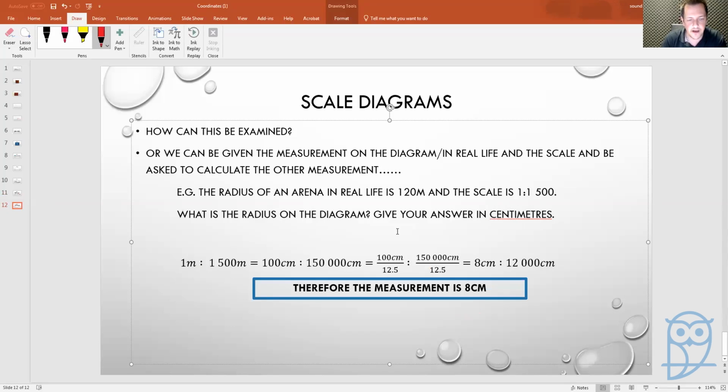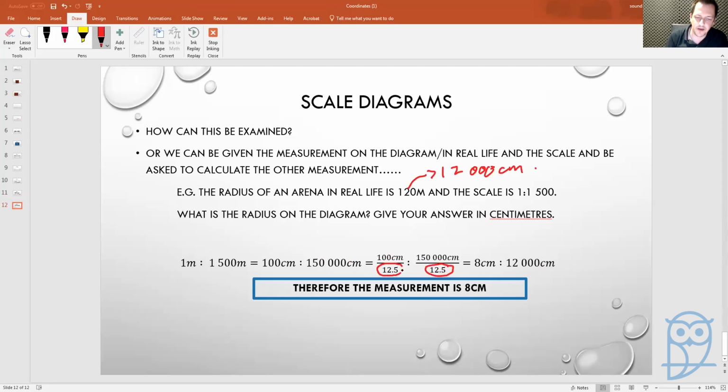There are many ways to calculate this. I now know that 120 meters is 12,000 centimeters. So I say, what do I need to divide 150,000 by to get 12,000? Well, I have to divide it by 12.5. And what I do to this side of my ratio, I have to do to this side of my ratio. So therefore, 100 divided by 12.5 gives me 8 centimeters. And remember, whatever is on the left is going to be my scale diagram. And therefore, my scale diagram is 8 centimeters.